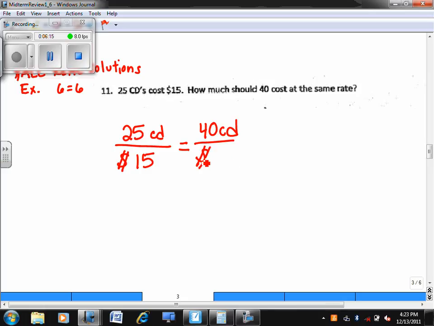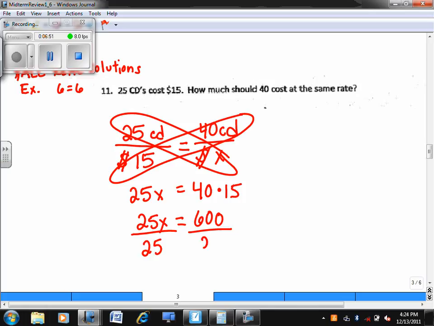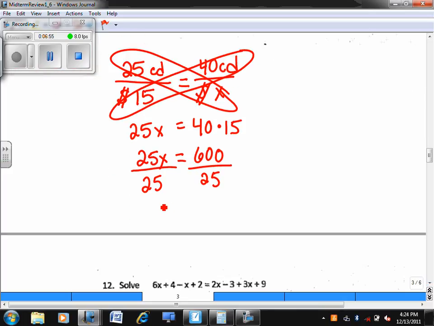So in this case, our money is on the bottom. So we don't know how much 40 CDs cost. So we're going to put an x there. Okay, when we have proportions, and only when we have proportions, is when we cross multiply. So we have 25x is equal to 40 times 15. Well, we can do 40 times 15 in our head. 4 times 15 is 60, and then we add our 0. And that's 25x. So 25x means 25 times x. We want to undo that, so we're going to divide both sides by 25. x equals, well, what is 600 divided by 25? 100 divided by 25 is 4. And since there's 6 of those in 600, 4 times 6 is 24. So 40 CDs cost $24.